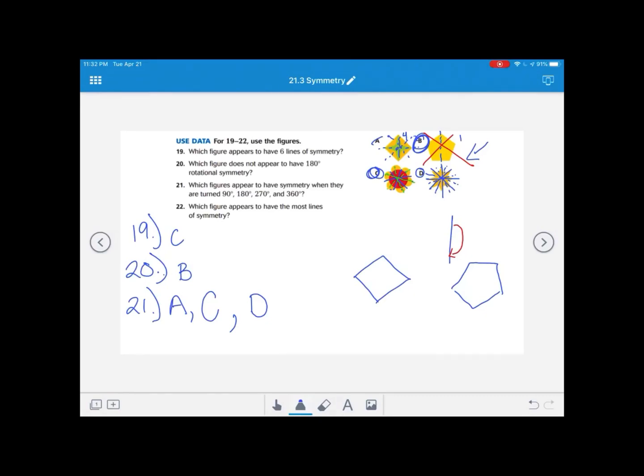All right, number 22 asks which figure appears to have the most lines of symmetry. We already figured that out when we were solving number 19. The correct answer is D, because it has 8 points. It can have lines of symmetry at the points and in between the points, which makes a total of 8.